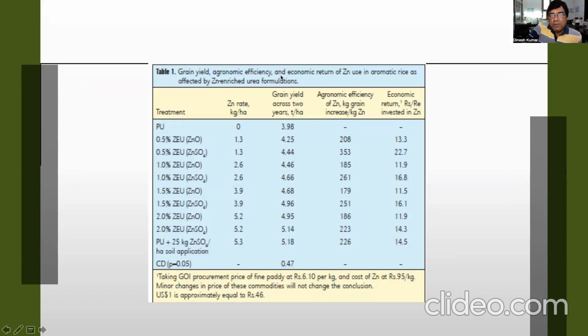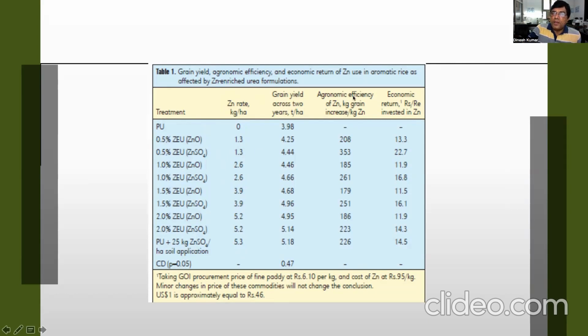The paper is on grain yield, agronomic efficiency, and economic return of zinc used in aromatic rice. So this is one more way to calculate the economics. Suppose these are the treatments, and in every treatment you can see how much zinc was used, the zinc rate in kg per hectare: 1.3 kg zinc, 1.3, 2.6, 2.6, 3.9. These are different rates of zinc in kg per hectare, and then grain yield is also given.